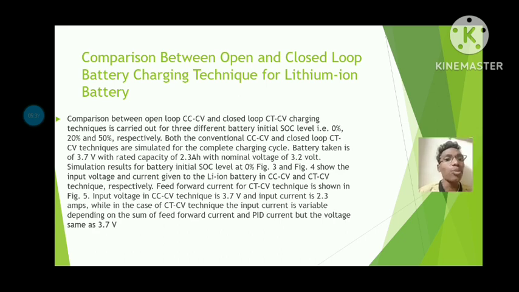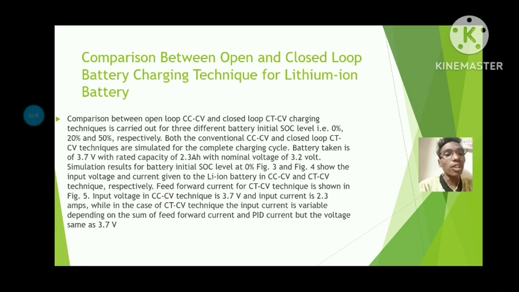Comparison between open loop CC and CV and closed loop CT and CV charging techniques is carried out for three different battery initial SOC levels, i.e. 0%, 20% and 50% respectively. Both conventional CC and CV and closed loop CT and CV techniques are simulated for a complete charging cycle. The battery taken is 3.7 volts with a rated capacity of 2.3 ampere-hours with a nominal voltage of 3.2 volts.